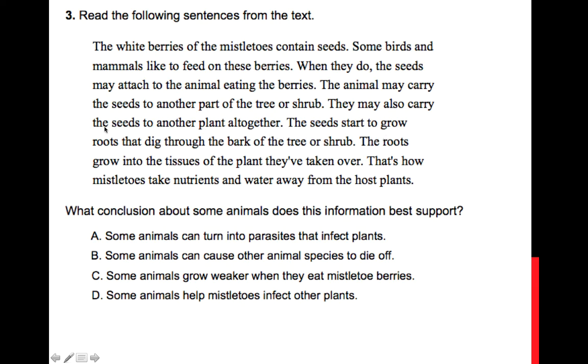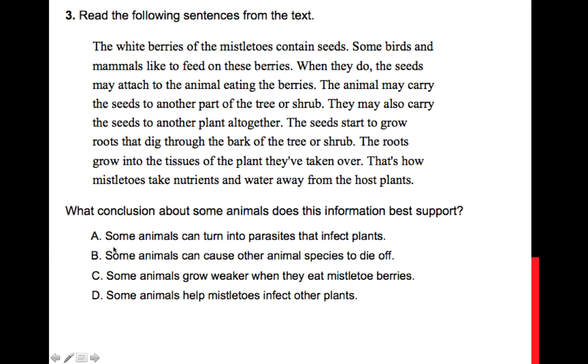The seeds start to grow roots that dig through the bark of the tree or shrub. The roots grow into the tissues of the plant they've taken over. That's how mistletoes take nutrients and water away from the host plants. What conclusion about some animals does this information best support? So, what can we tell about some animals just by reading this passage that the author didn't write down?